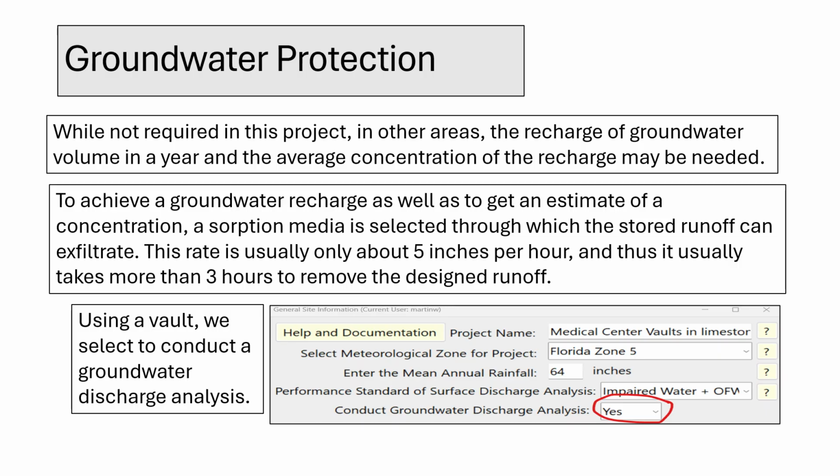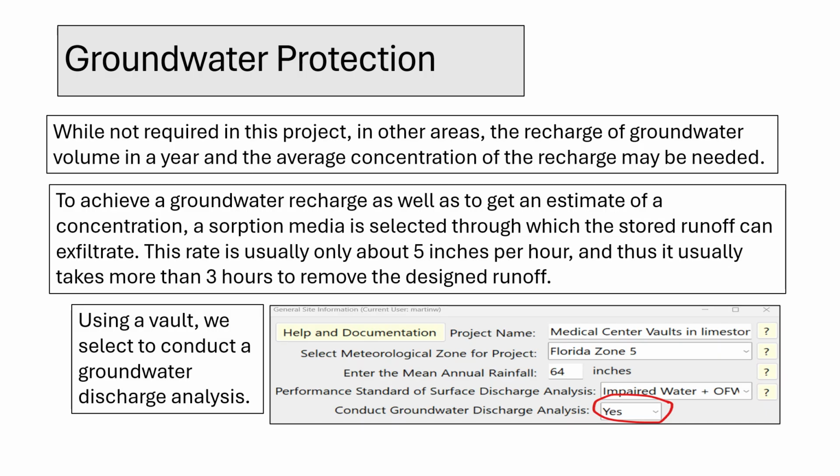exfiltrates into the ground. This process is intentionally slow, typically occurring at a rate of only about 5 inches per hour. Because of that slow rate, it generally takes more than 3 hours to fully discharge the designed runoff volume. The benefit of this approach is that the absorption media helps filter and treat the water as it moves through, allowing for a calculated estimate of the average nutrient concentration entering the groundwater.